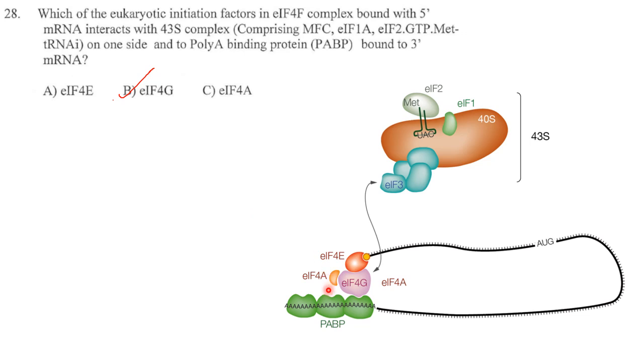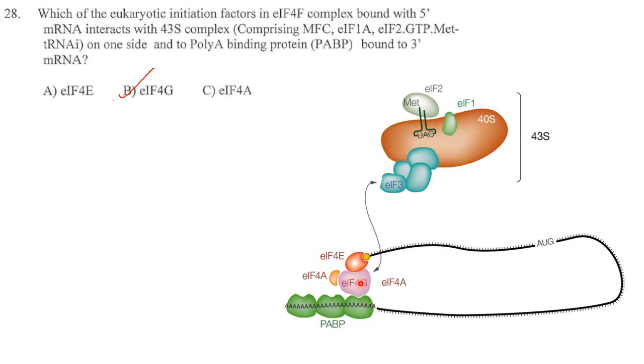So if you see the figure, this is your EIF4F complex. This is your 43S initiation complex. And they have asked the question, which initiation factor in the EIF4F complex will bind to the 43S complex as well as to the poly A binding protein in the mRNA.